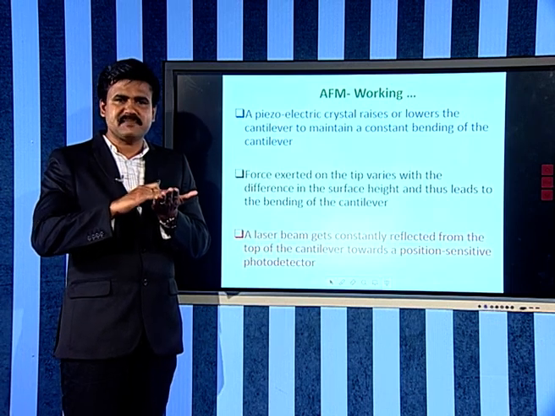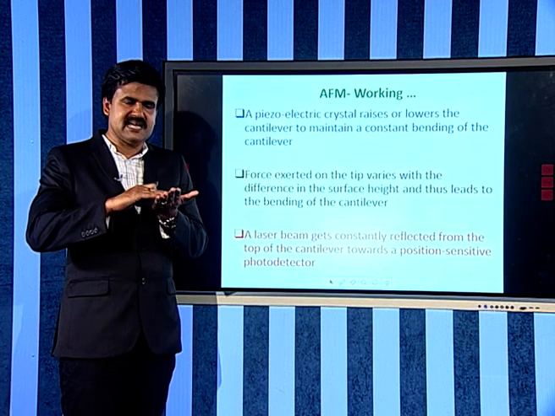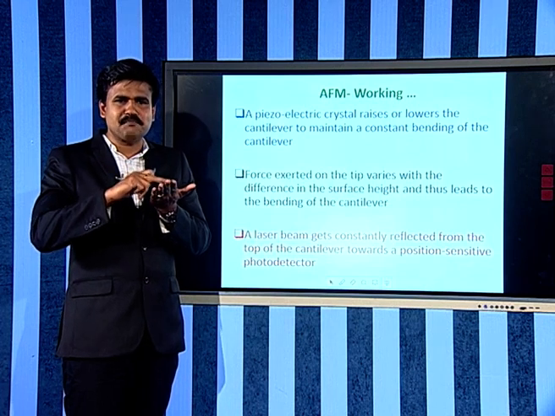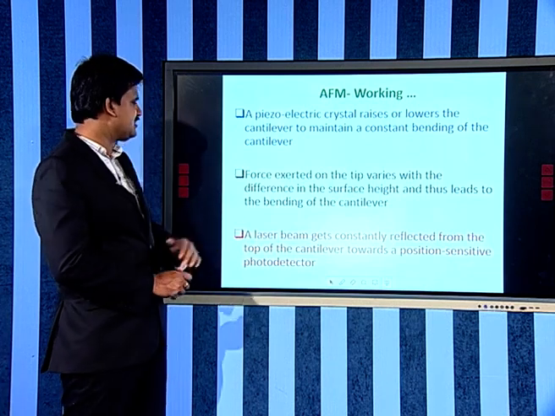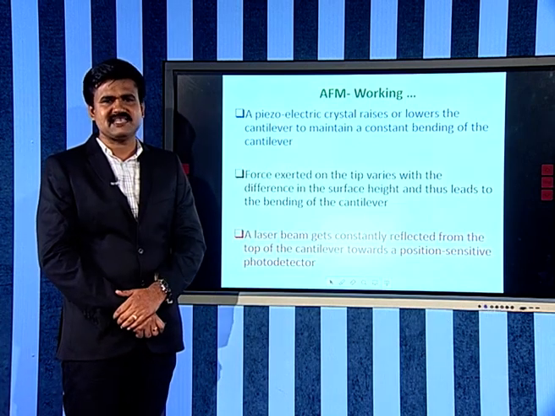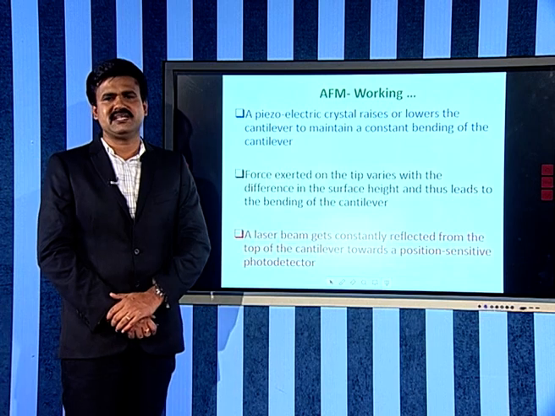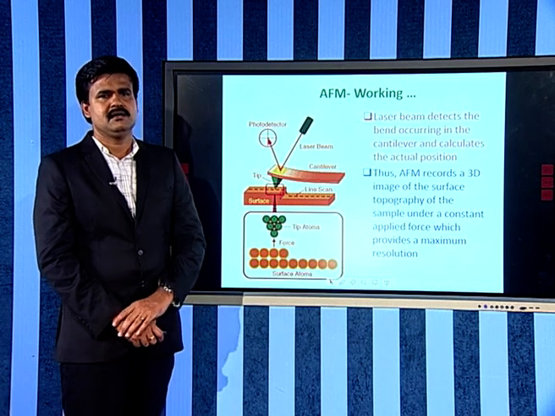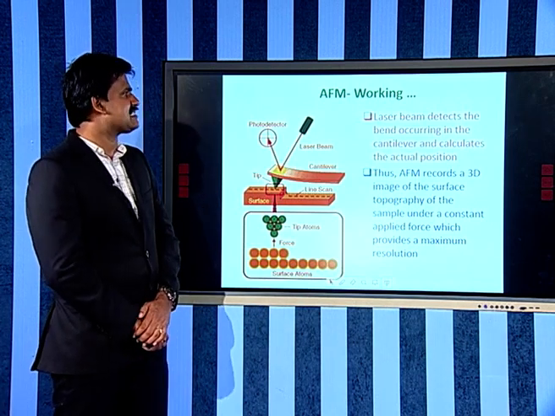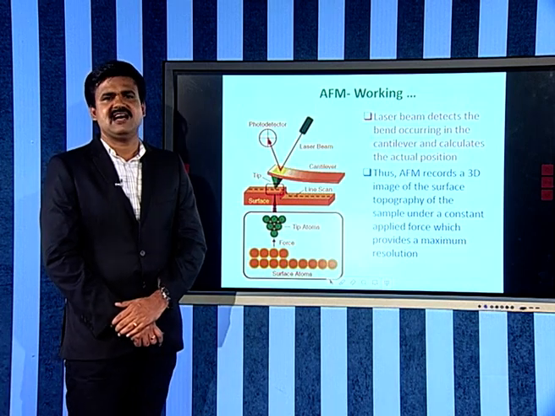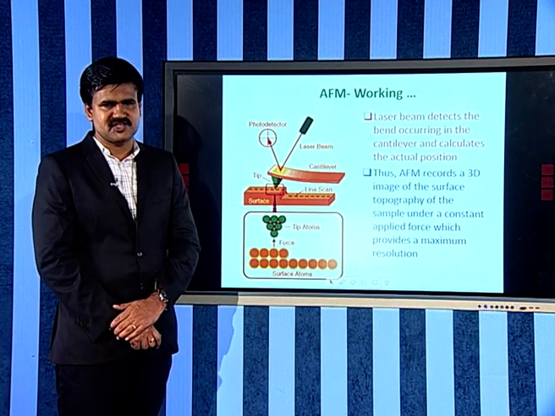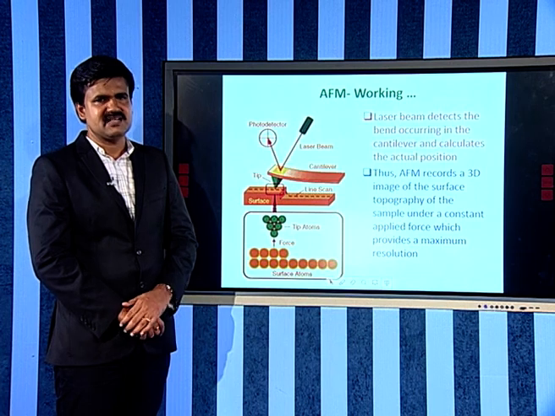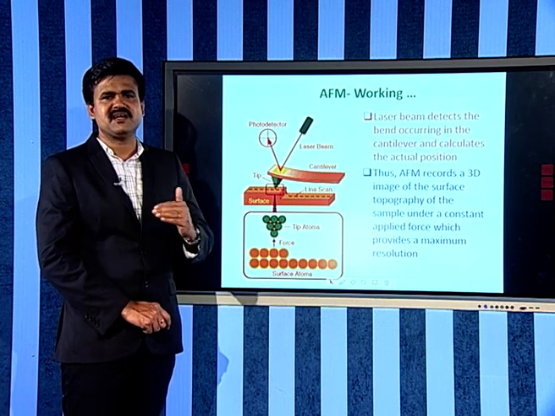There may be heights and depressions on the surface. Based on these ups and downs on the surface of the sample, the force acting on the tip of the cantilever may vary. A laser beam is constantly reflected from the top of the cantilever towards a position-sensitive photodetector. The laser beam detects the bend occurring in the cantilever and calculates the actual position. This picture more clearly illustrates the bending of the cantilever with respect to surface ups and downs.